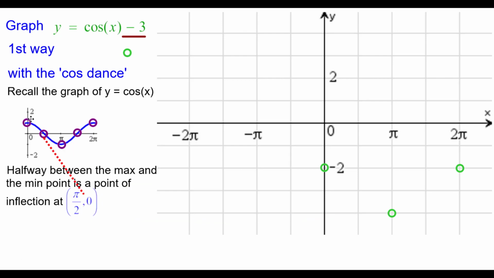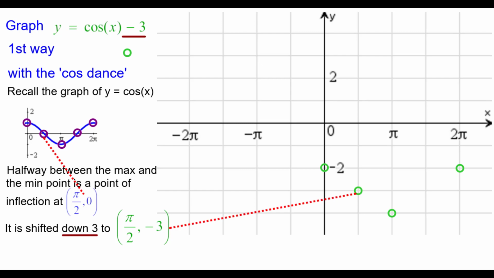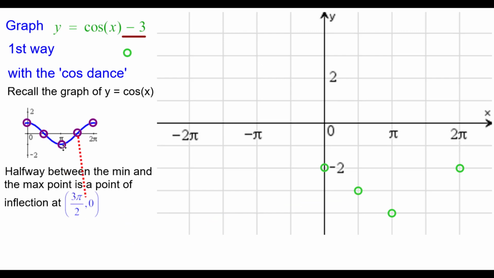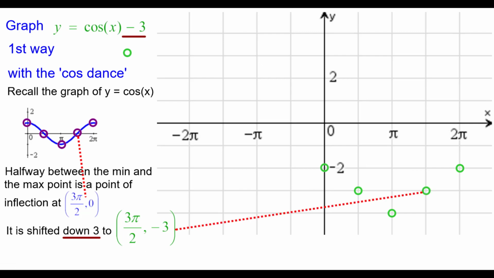Halfway between a max and a min is a point of inflection. So normally that's at pi over 2, 0. Here it's going to be pi over 2 down 3 to negative 3. Pi over 2, negative 3. Plot that. And similarly, halfway between the min and the max is another point of inflection. Normally at 3 pi over 2, 0, but for our purposes, down 3 to 3 pi over 2, negative 3. Pause as needed.